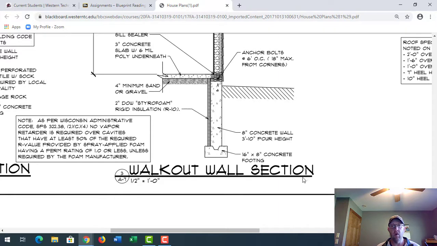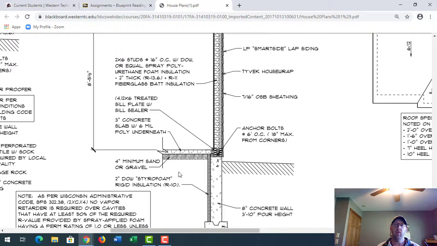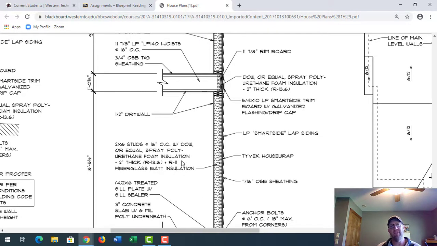And then of course, if we go to this third drawing, 3A7, this is our walkout wall section. A walkout in residential terms means that if you were in your basement, you'd be looking at a wood wall and you'd just walk right out to grade, okay? So that's what that is.